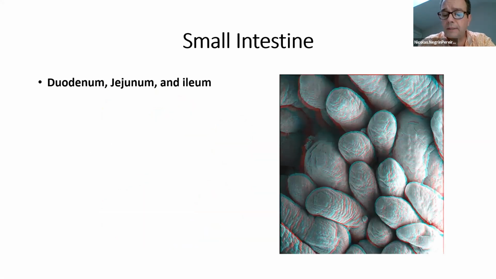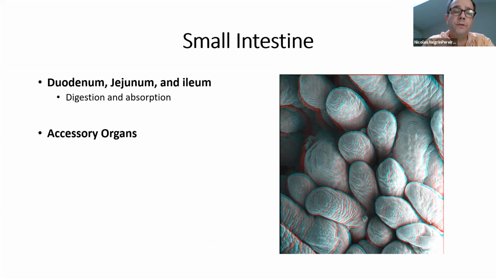So in the small intestine, as we said before, we distinguish three main regions: the duodenum, the jejunum, and the ileum. The small intestine is crucial because it's where most of the digestion and absorption of nutrients occurs. And in this region of the gastrointestinal tract, we also have the accessory glands.